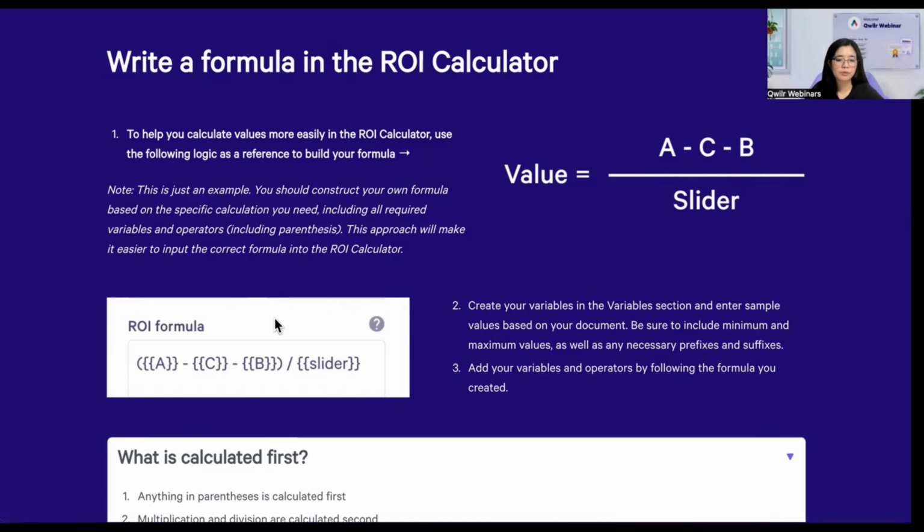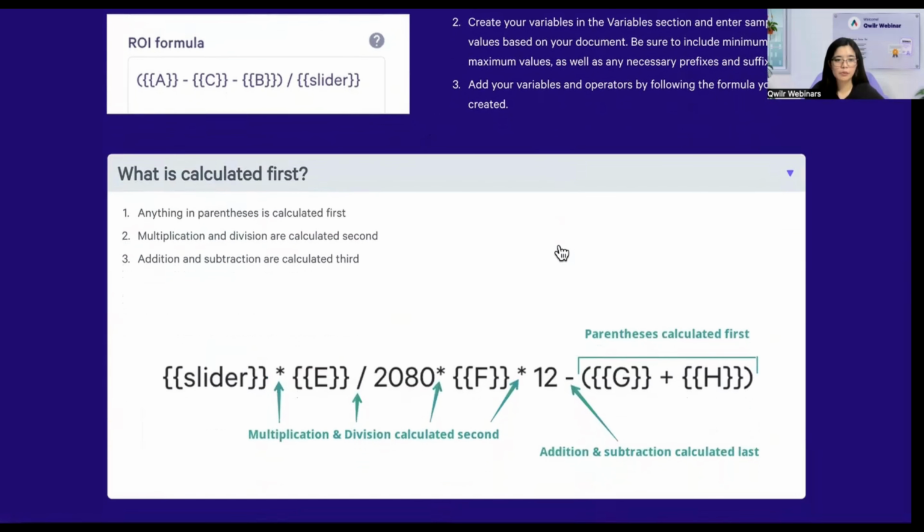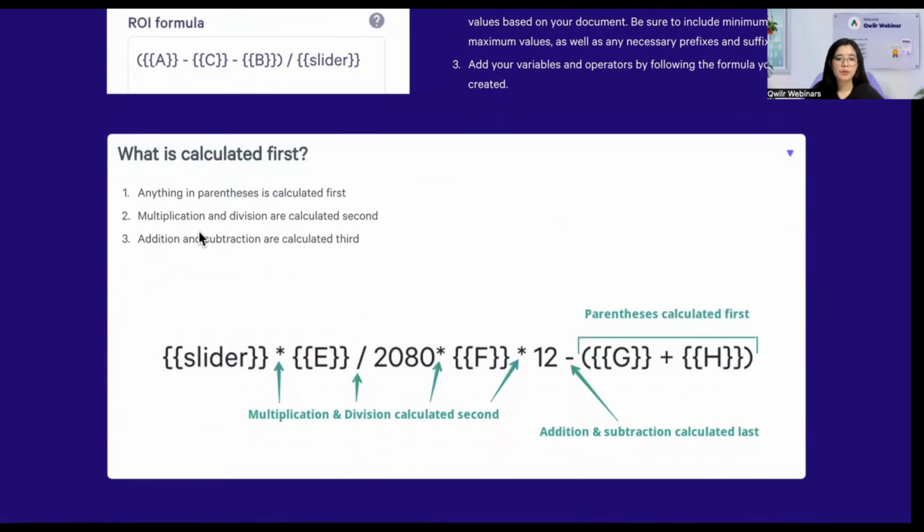And then when translated to the ROI formula, it would look like this by using the variables that we have set in our calculator. So what is calculated first? Anything inside a parenthesis will be calculated first, then it will be followed by the multiplication and division, and then lastly the addition and subtraction. That is how the order of calculation is performed in our ROI calculator.